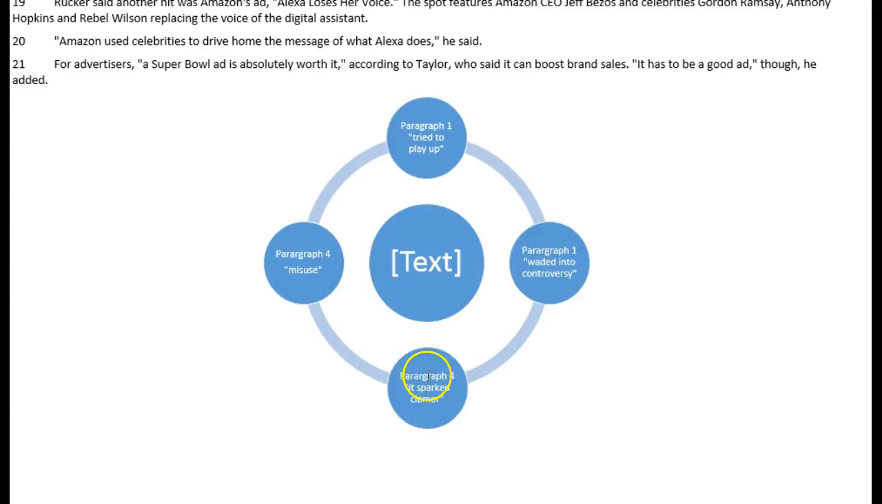Then when we look at paragraph 4, it sparked clamor. So a spark, you associate a spark with something that is happening or coming to fruition perhaps. So while sparked may not be negative, it's somewhat neutral or maybe even positive if you spark something, a potential for something. But clamor, which is the noise that's annoying, that has a more negative connotation. And then of course the word misuse in paragraph 4.